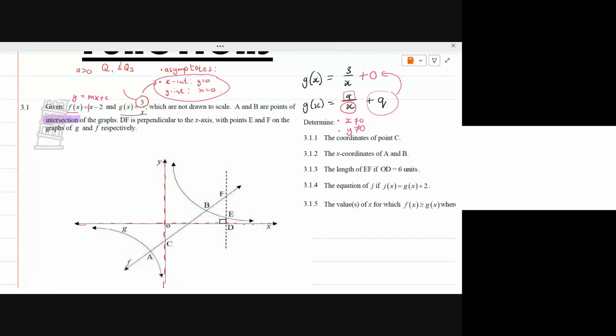Okay, yes, good. Narisha's onto something. So point of intersection means that my f of x must equal g of x. Okay, they must be equal to each other. Where f of x equals g of x, or if they give you g of x and h of x, g of x must equal h of x.